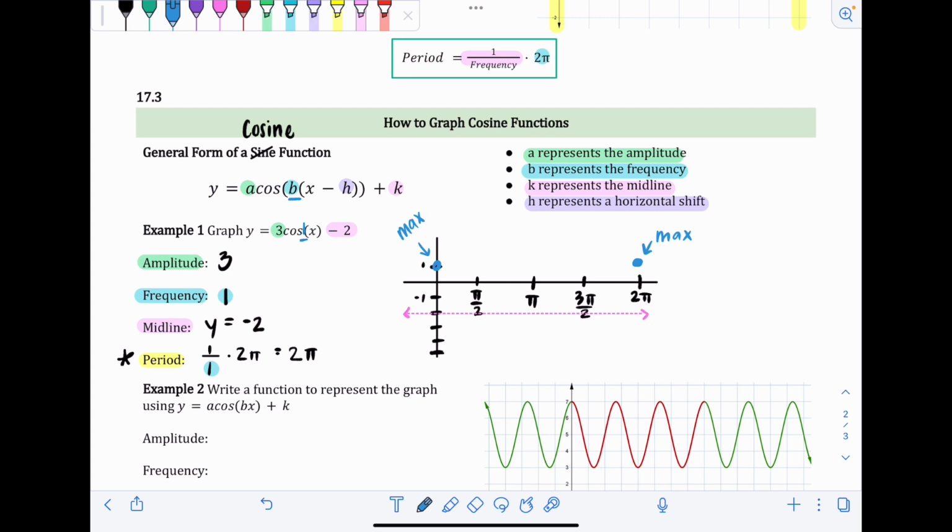And then the halfway point for cosine is going to be at the minimum, which is going to be 3 units below the midline now because the amplitude is 3. So go 3 below, it'll be right here at pi, and then it's at -5.